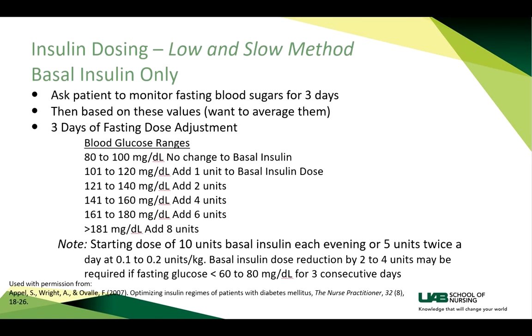So let's talk about insulin dosing, the low and slow method. I mentioned this earlier. This is when we want to start basal insulin only. Maybe we're starting this at home, and we've got a little time to get the dosage right. So we can instruct the patient on how to monitor their blood sugars like they have been doing, but it's especially important now that we're adjusting insulin. Have them test their fasting blood sugars, at least that, if not more.